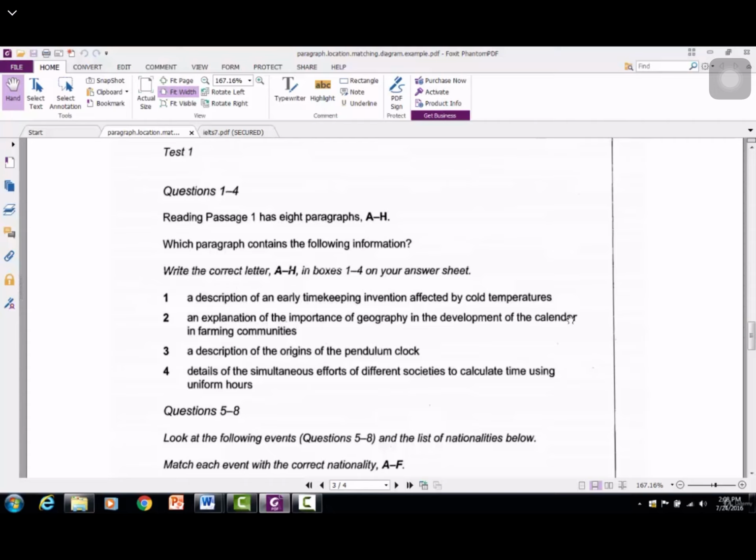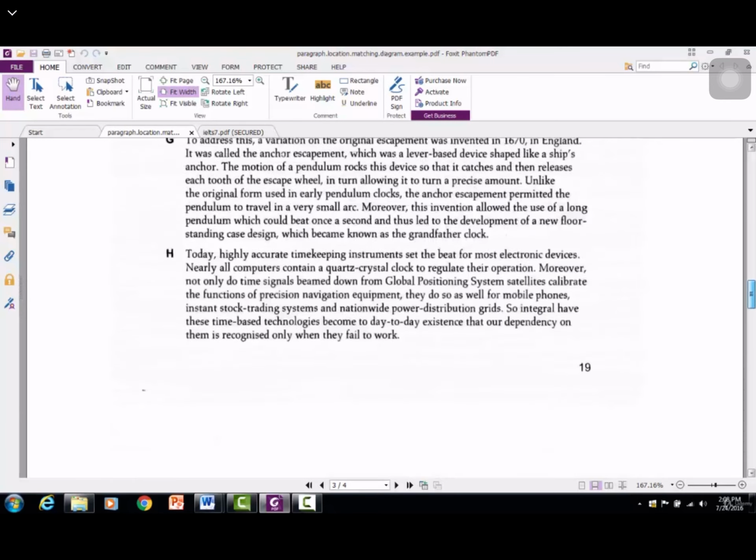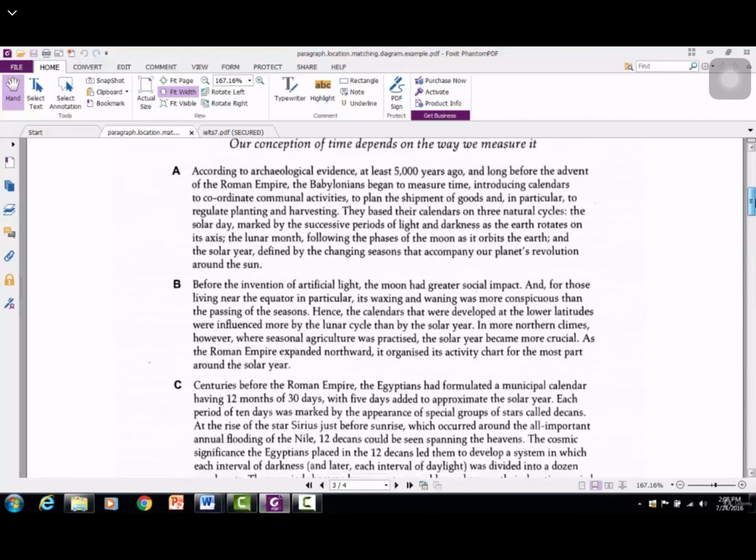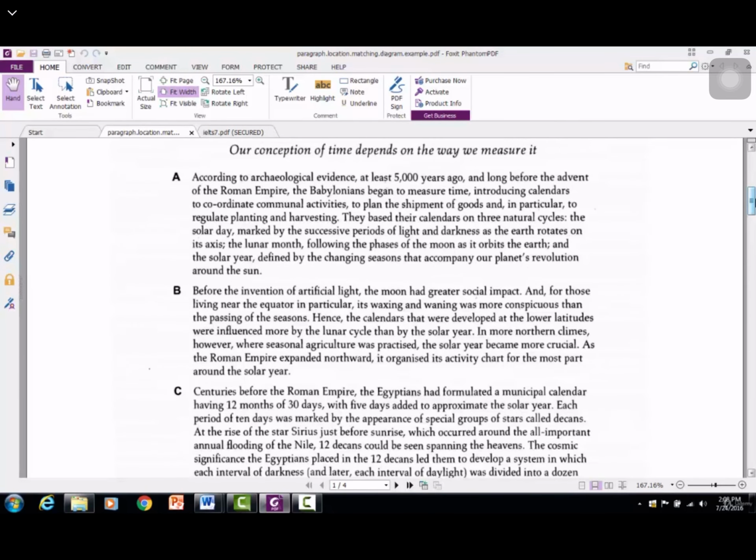All right. So now let's go to the first page and see if I can find something about geography, a calendar, and farming. I'm looking for a paragraph that mentions geography, calendar, and farming. I'm here in paragraph A.